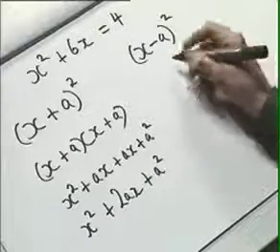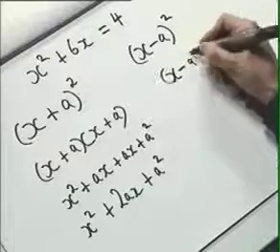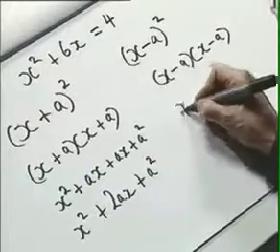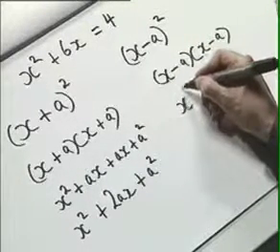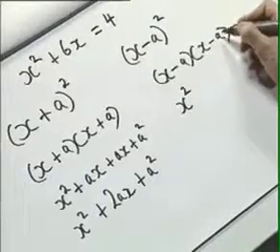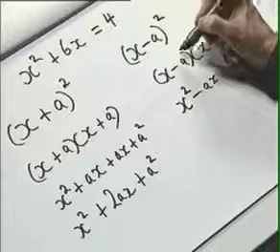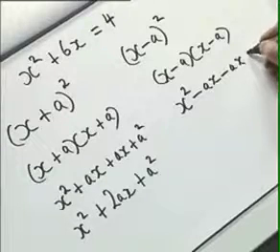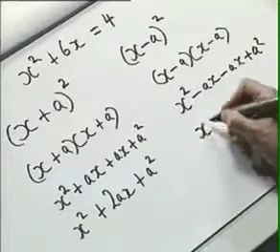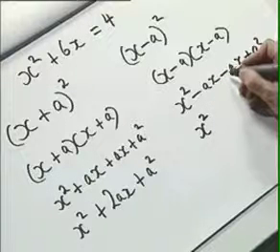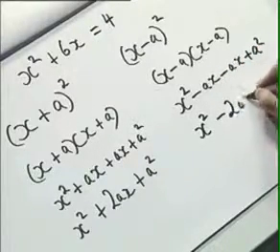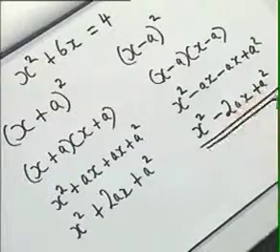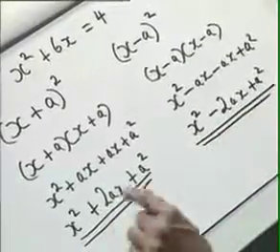Now I can do the same with this one. X minus a times by x minus a, and it's going to give very similar results. X times by x will give me x squared. X times by minus a, minus ax. Minus a times by x, minus ax. And minus a times by minus a, plus a squared. So tidying up the two middle bits, minus ax minus ax is minus 2ax, and then plus a squared. So this is what complete squares look like. They look like one of these two.